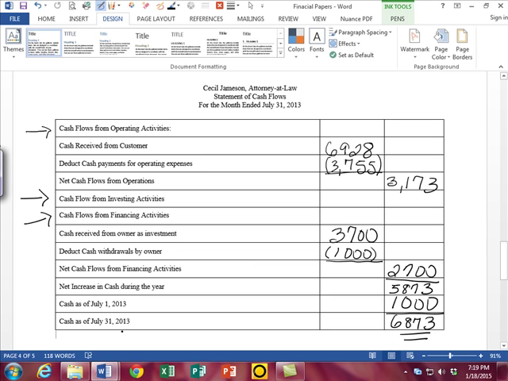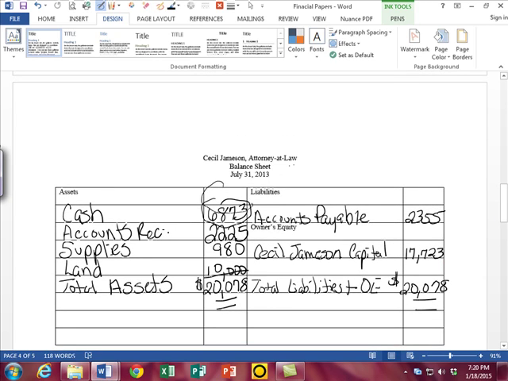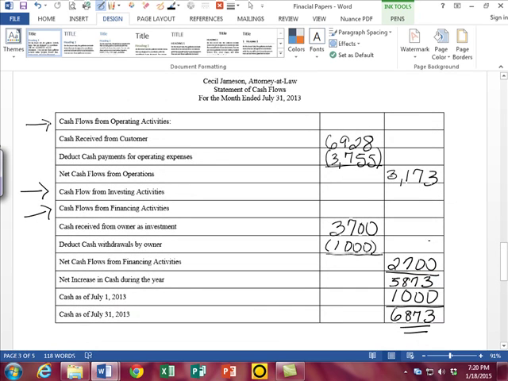So ending cash flow as of July 31st, $6,873. I can reference check this to the balance sheet. We see cash has $6,873. So now I know I have completed the statement of cash flows correctly. This concludes the financial statements examples.